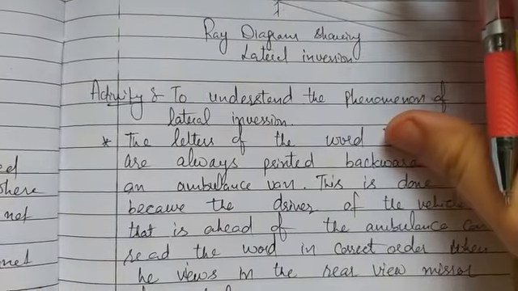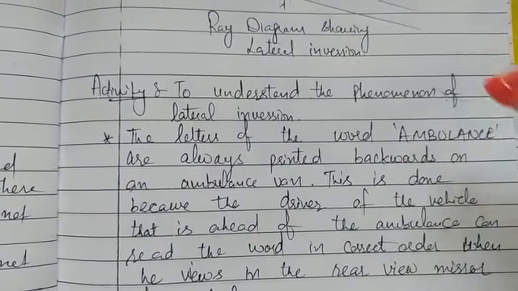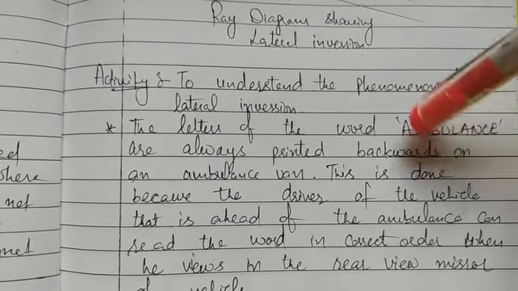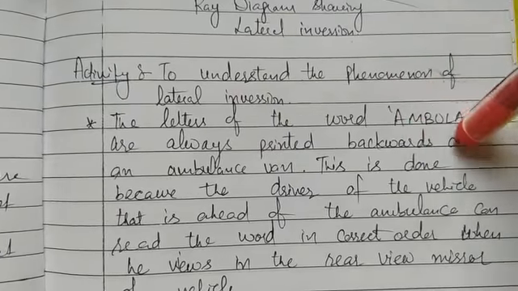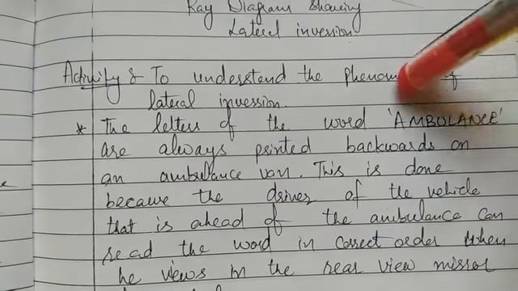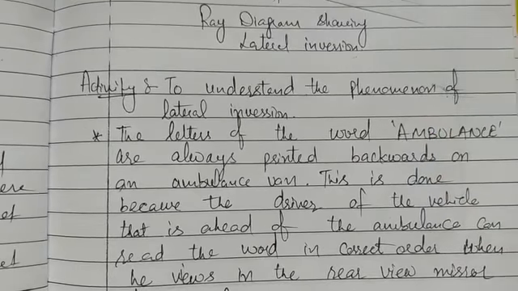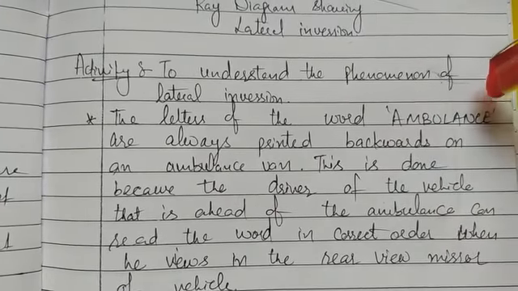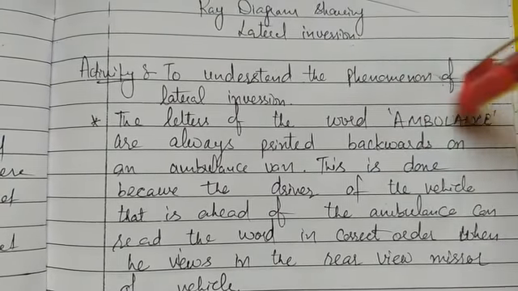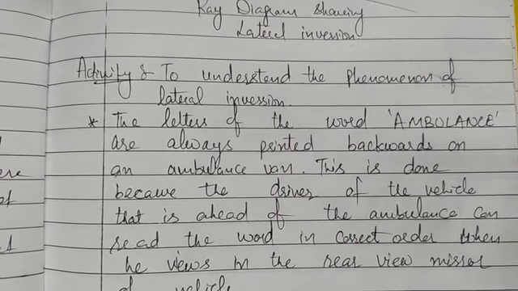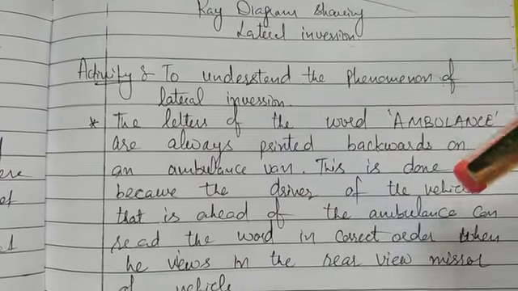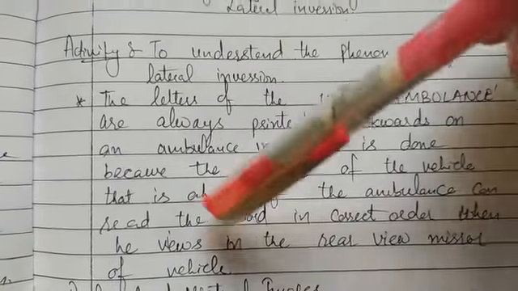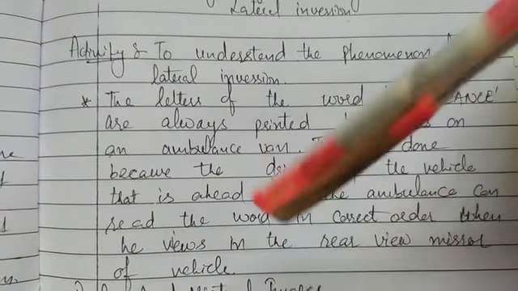Next, there is a very important application of this. You have all seen that every time you see an ambulance, the word on the ambulance is written inverted. It is not written like this, ambulance. It is written from E-C-A-N-A, in the inverted pattern. Why is this written inverted or backward? Because the driver of the vehicle ahead can read the word in correct order when he views it in the rear view mirror of the vehicle.